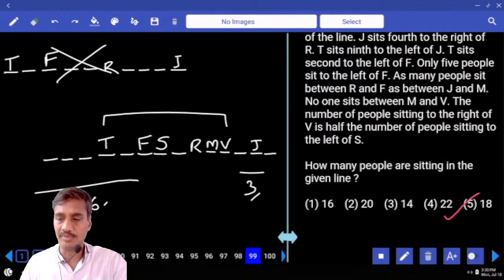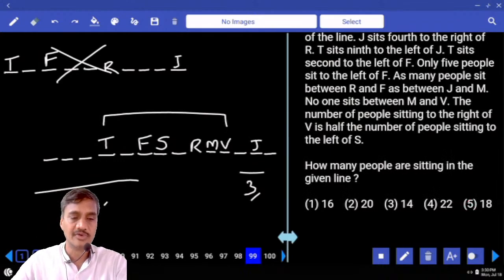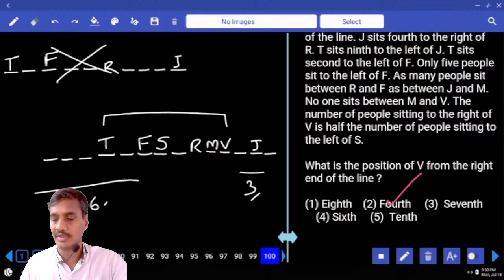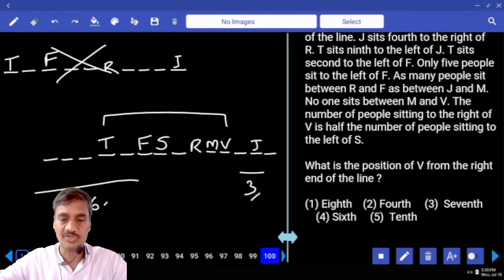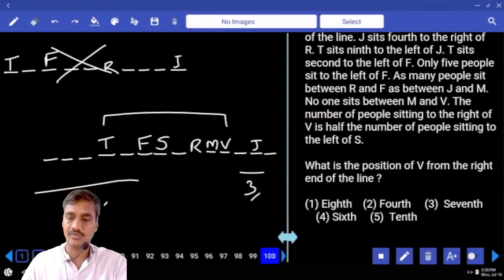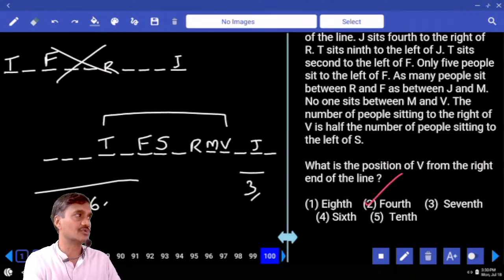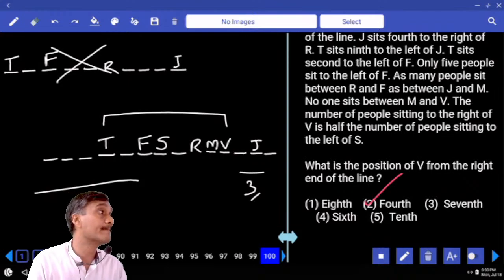99. How many people are sitting in the given line? Total people: 14. And 14, that is choice 3, question number 99. And finally 100. What is the position of B from the right extreme end of the line? B is 4th from the right. That is choice 2, question number 100. Clear now? This is about paper number 206, reasoning section, questions 66 to 100.